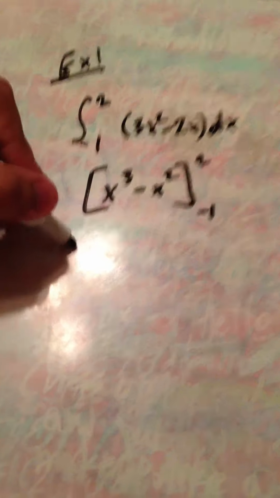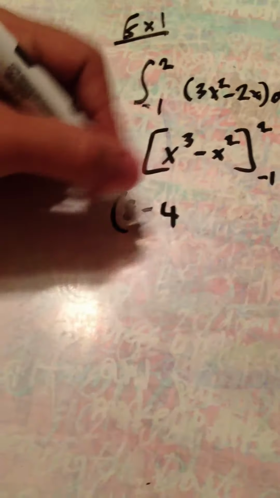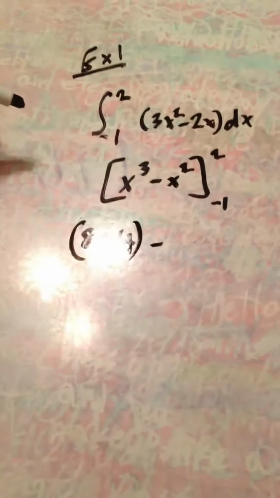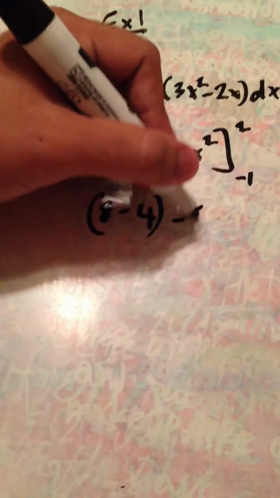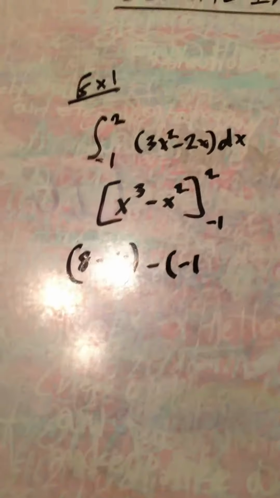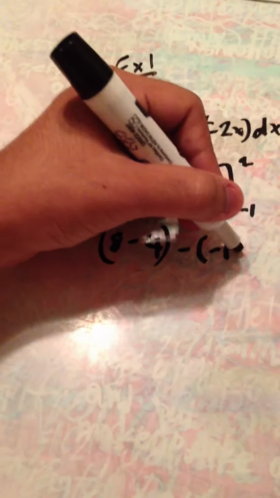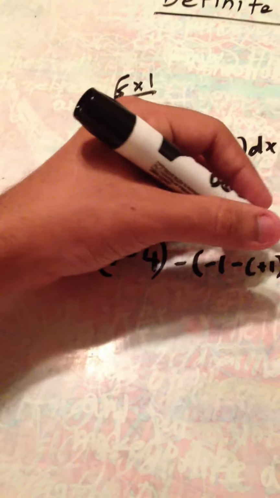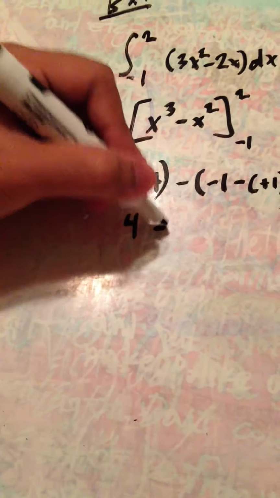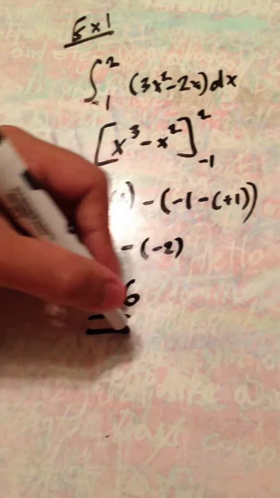Now what we do is just put a bracket around this and put this from -1 to 2. Now we just plug in a 2 in there, and then we get 2 cubed, which is 8, minus 2 squared, which is 4, that in parentheses, minus, then -1 cubed, which is -1, minus -1 squared, which is +1, so minus +1, right? So now this is just 4 minus -2, which is 6.